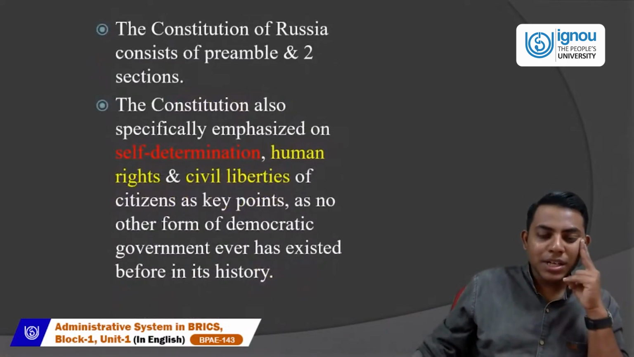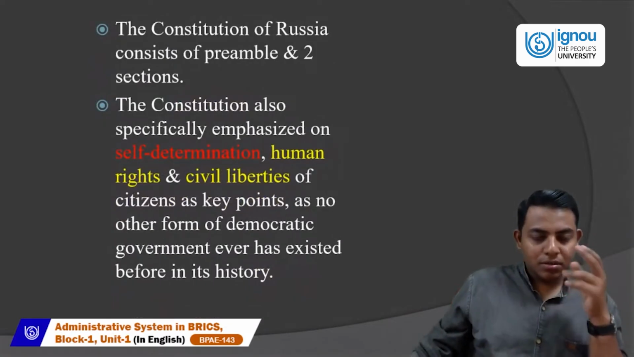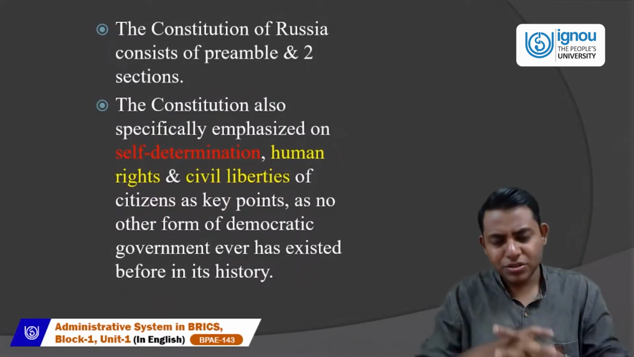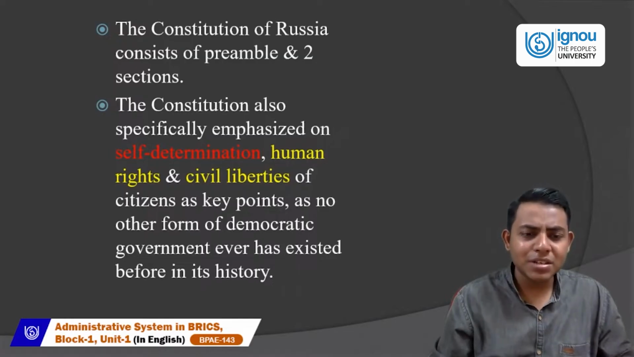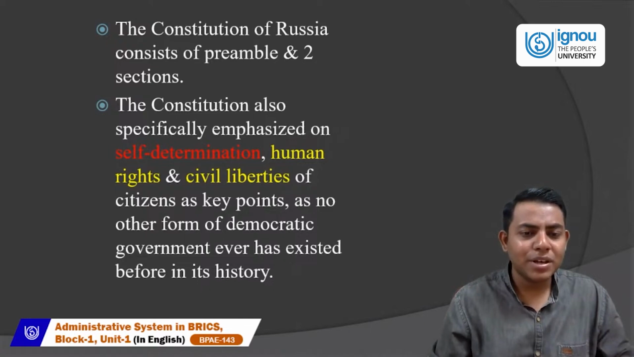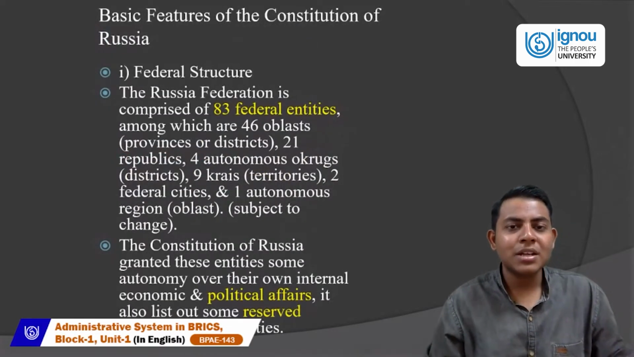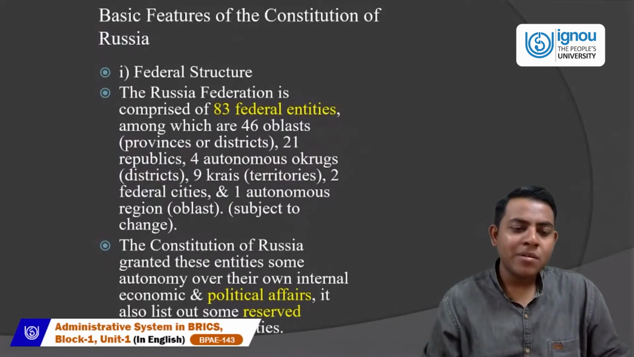The constitution of Russia consists of a preamble and two sections. It specifically emphasizes self-determination, human rights and civil liberties of citizens, and these are the key points emphasized in the constitution, as no other form of democratic government has ever existed before in Russia's history. Now let us discuss the basic features of the constitution of Russia.